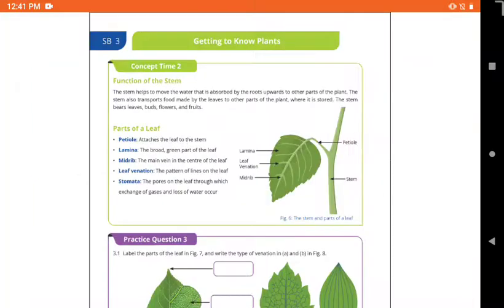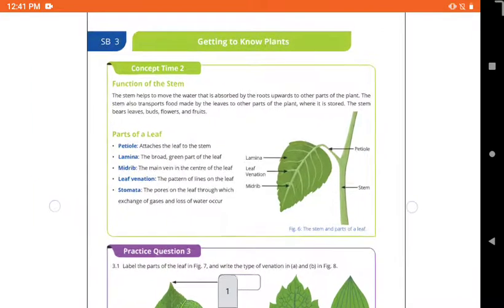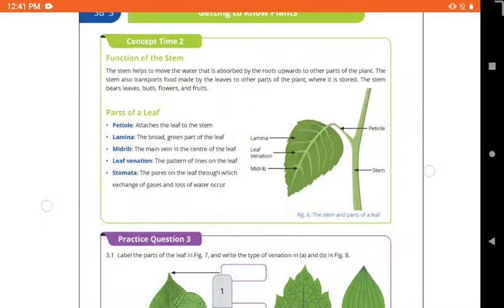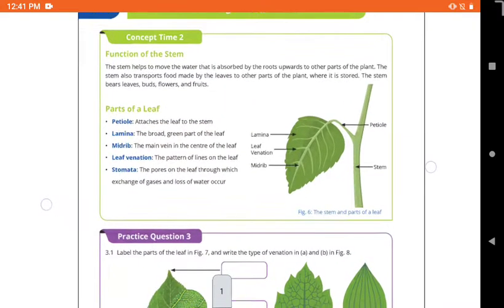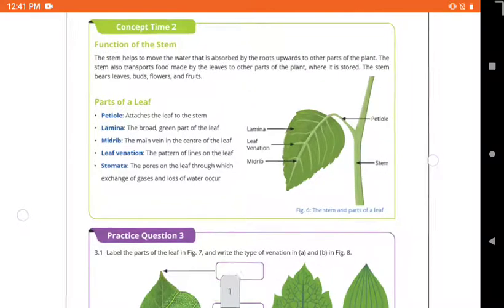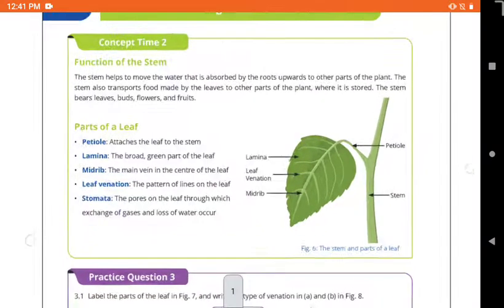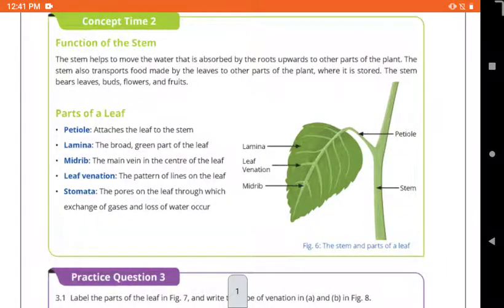Okay. Now open SB3, getting to know plants, concept time 2, function of the stem. Let's read. This stem helps to move the water that is absorbed by roots upwards to other parts of plant.